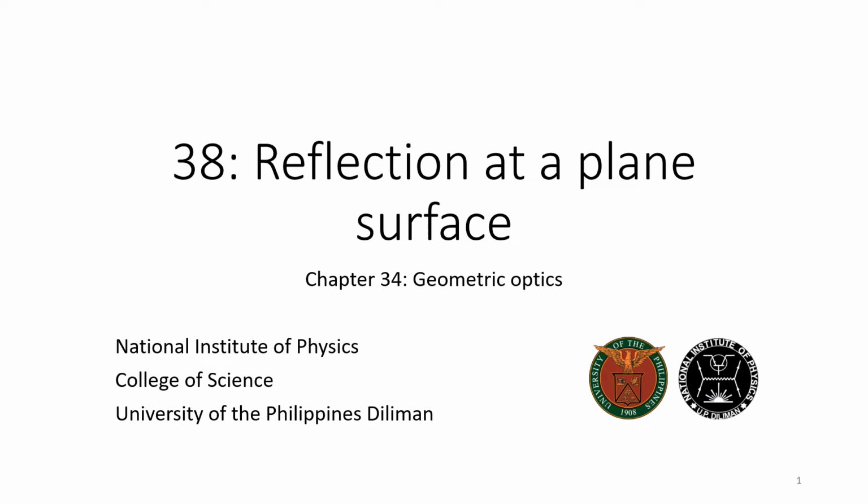Chapter 34 of University Physics discusses geometric optics, where light rays are utilized to understand how images are formed with different kinds of mirrors and lenses. For Lecture 38, we discuss the basics of image formation from light rays, as well as how they are made using plane mirrors.